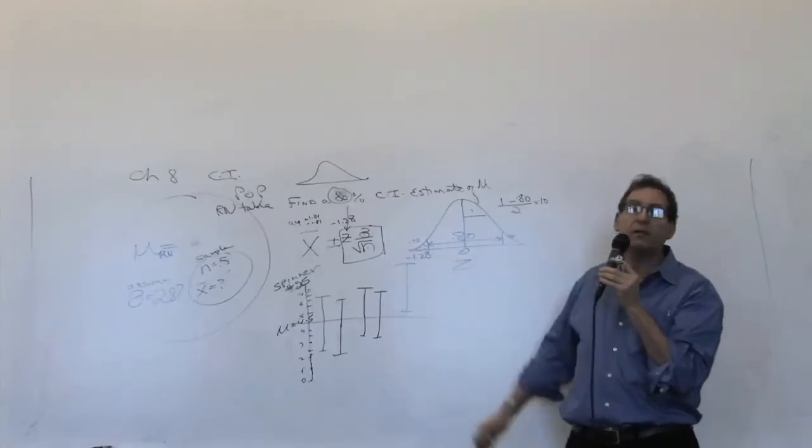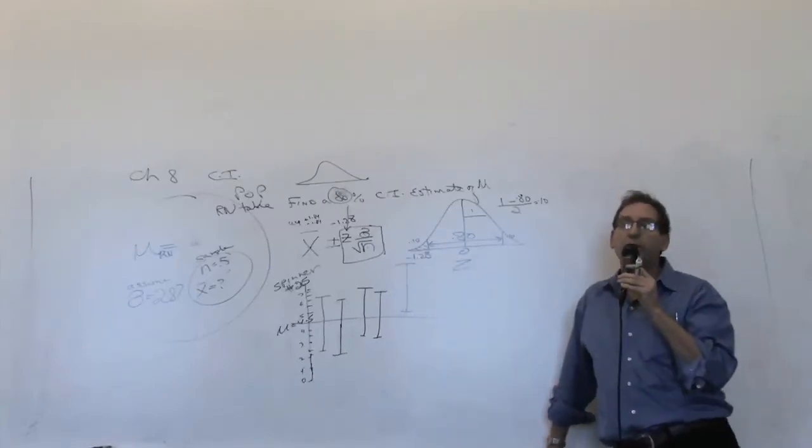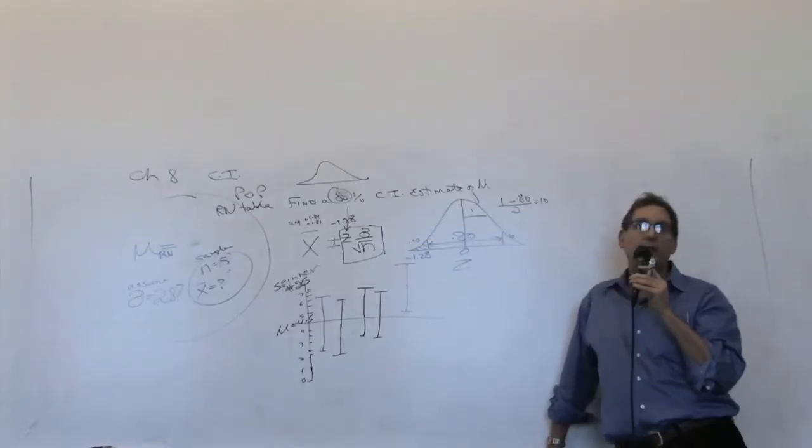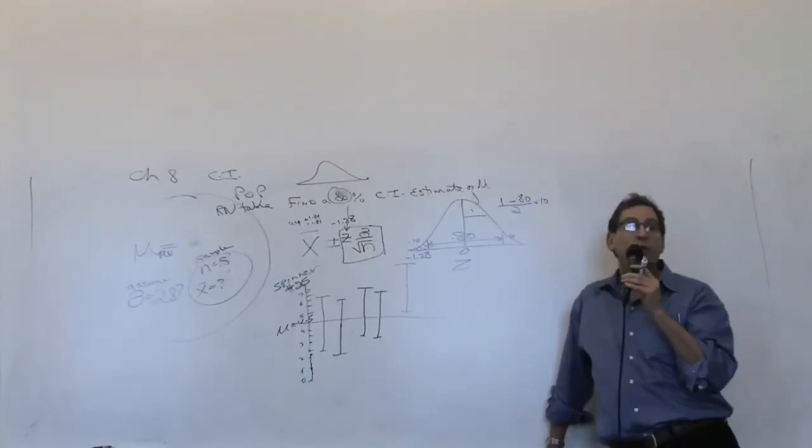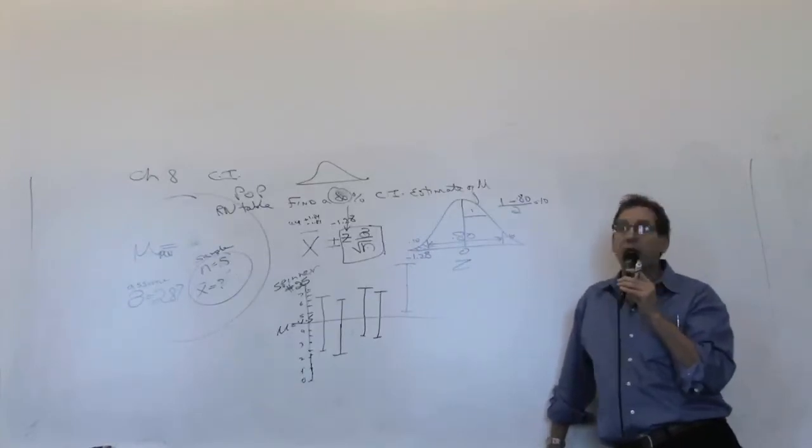Because we did this last time. What was the Z number for 5%? Everybody should be looking at the notes like David is, not just staring at me. Negative 1.96, or if you don't have the notes, check it on the Z table.